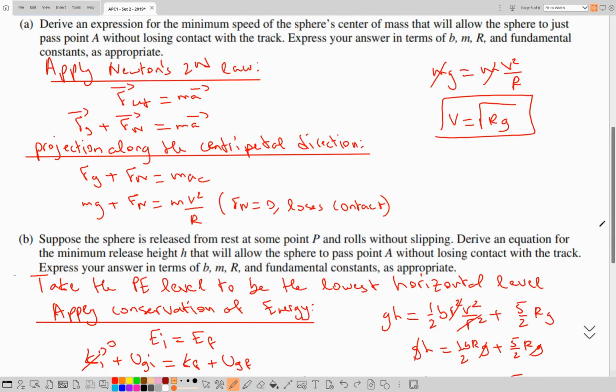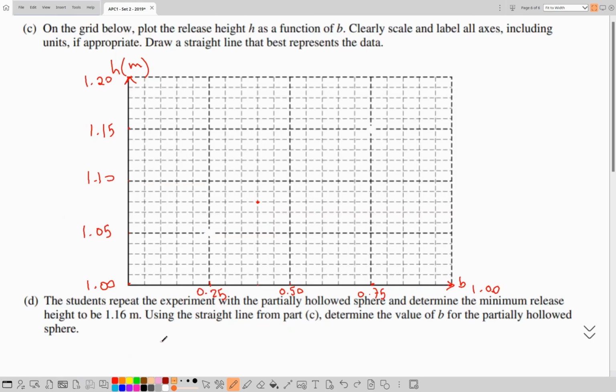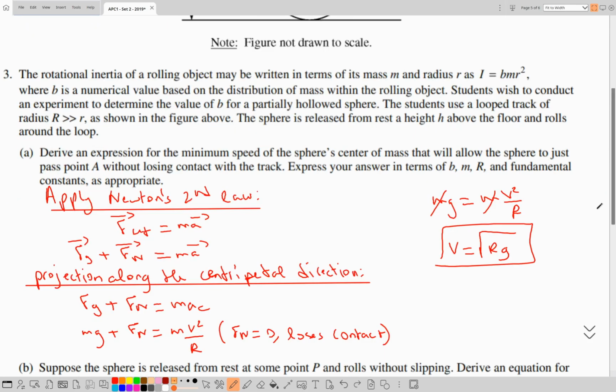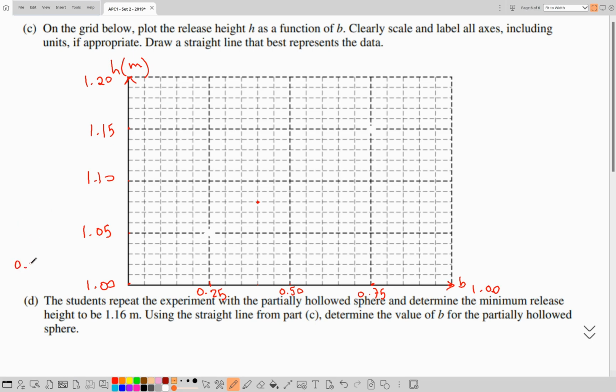Now our second point would be 0.67 with 1.13. Let me double check. 0.67 and 1.13. Then 0.67: this is 55, 60, 65, 70, so it's somewhere here, and we should go up to 1.13, which is almost here. So I think that's fair enough.